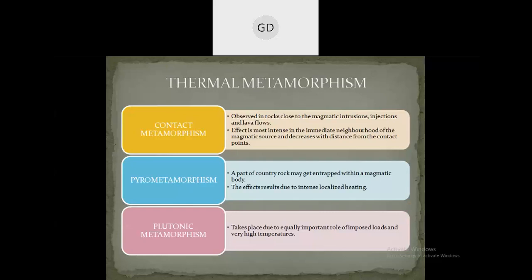And here it's written that the effect is the most intense in the immediate neighborhood of the magmatic source, and it decreases with distance from the contact points. So the effect will be more intense in the neighborhood rocks around the magmatic intrusions, and the effect will decrease as you move further away from the contact points. So that is your contact metamorphism. It occurs close to the magmatic intrusions.